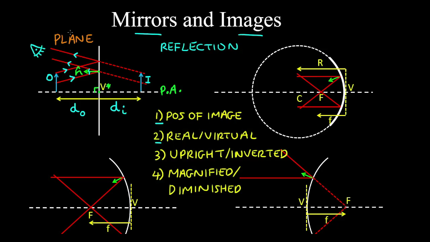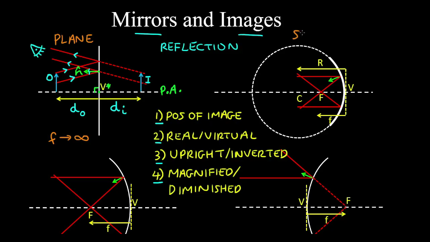And in the case of a plane mirror, the image is upright, and also the image is the same size, so it's not magnified or diminished. And note that these rays never meet, so they don't focus at the object or the image. So the focal point for a plane mirror is at an infinite distance from the mirror.